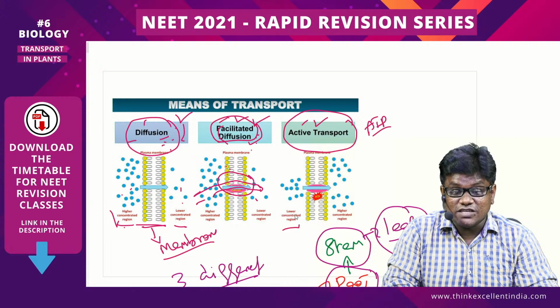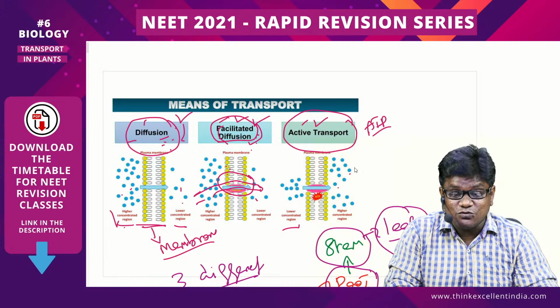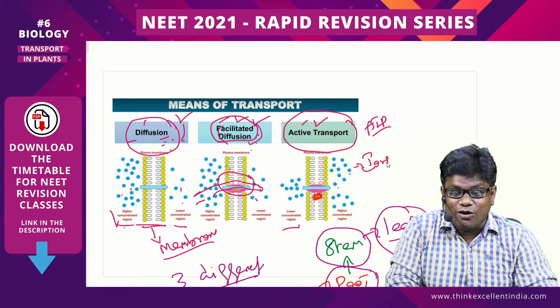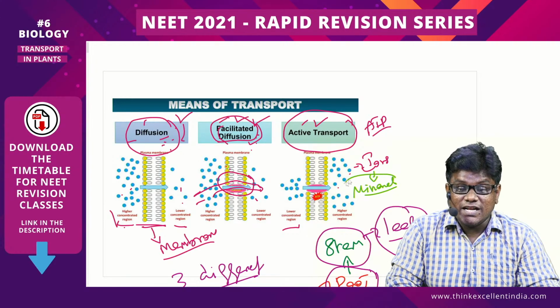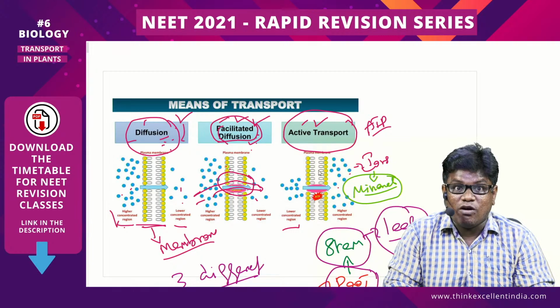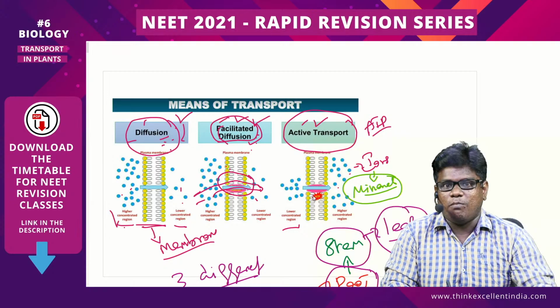So from the lower concentration region to the higher concentration region, there is a movement of particles. Particles means what? What is this? This is ions. These ions are nothing but minerals. Okay, the minerals are taken in the form of ions only in the root system, then they will be transferred to all parts of the plants.